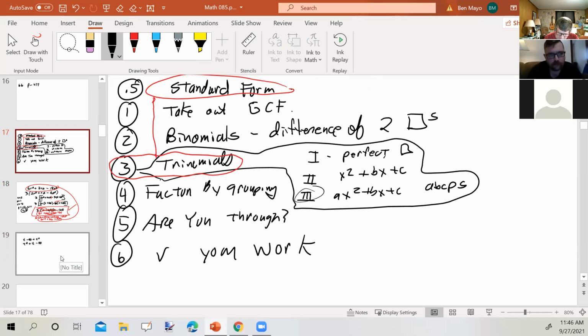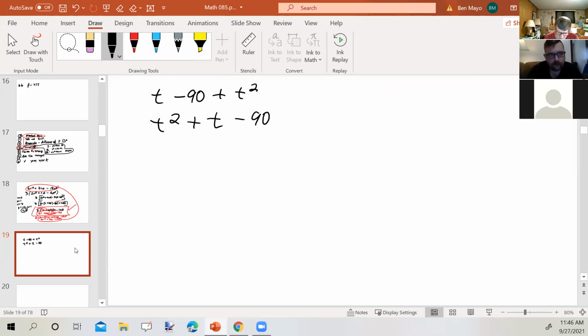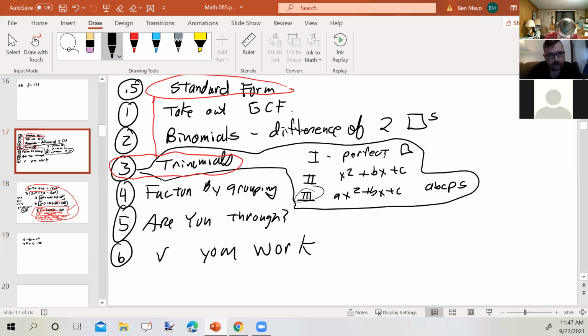Is there a greatest common factor? Nope. Is it a binomial? Nope. Is it a trinomial? Yes. Is it a perfect square? Well, t squared is a perfect square, but 90 is not. But it does have a leading coefficient of a 1. So we're looking at this right here.